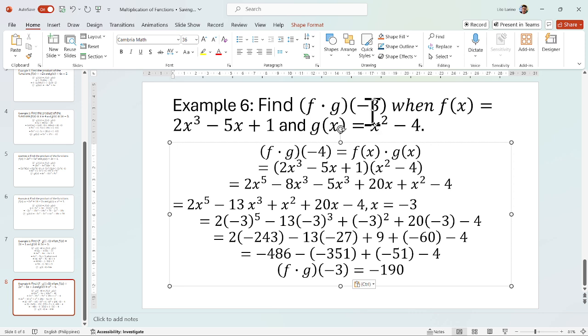So again, if we have a specified value for x, we simply first determine the product of the two expressions or the two functions, and then the product will be substituted by the specified value of x to get our desired value of the product of our functions. This is multiplication of functions.